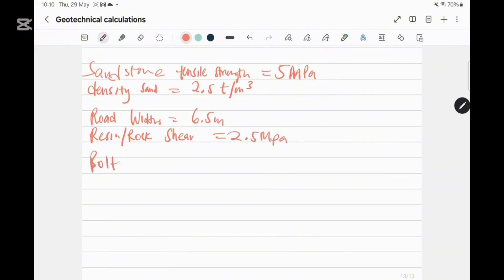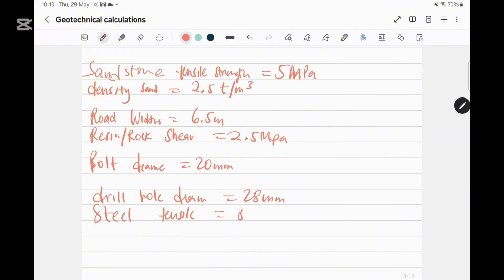Then we're also given the bolt diameter. The bolt diameter is 20 millimeters. Then the drill hole diameter is 28 millimeters. Then the steel tensile strength is equal to 550 megapascals.